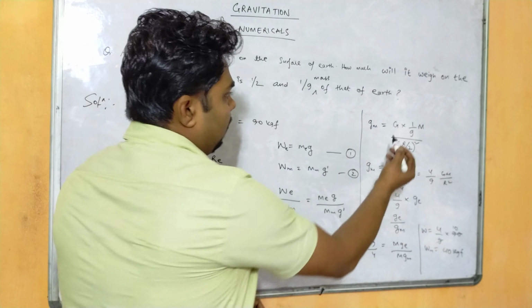You see, the weight on Earth is given as 36 kg weight, and the radius of the planet is 1 by 2 that of Earth, that means r by 2, and mass is also given as 1 by 9, that means m by 9. Okay, so the answer is 16 kg weight. In place of kg weight you can also write kgf, both are the same.